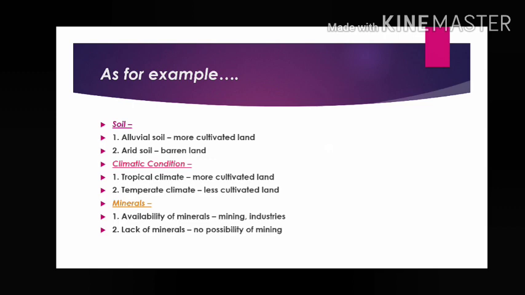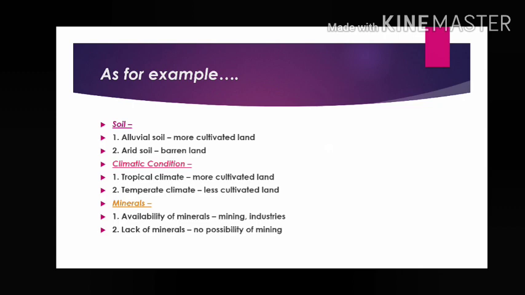Now come to the next, minerals. If any place has good availability of minerals, that means which type of activities are developing there? Mining, extraction of minerals, and side by side also industries. Already I have given you the example of Jharkhand. Jharkhand has minerals, coal, iron ore, and that's why Jharkhand also has the Bokaro steel plant, Tata Iron and Steel Company, like that industries also. And if any place does not have minerals, that means there is a lack of minerals, and at that time there is no possibility of mining, and that's why the number of industries is also very less.